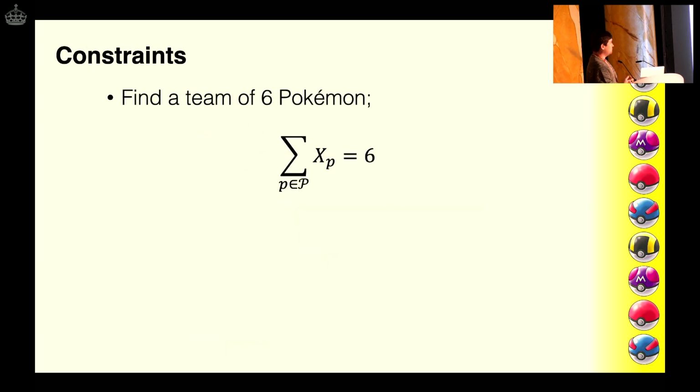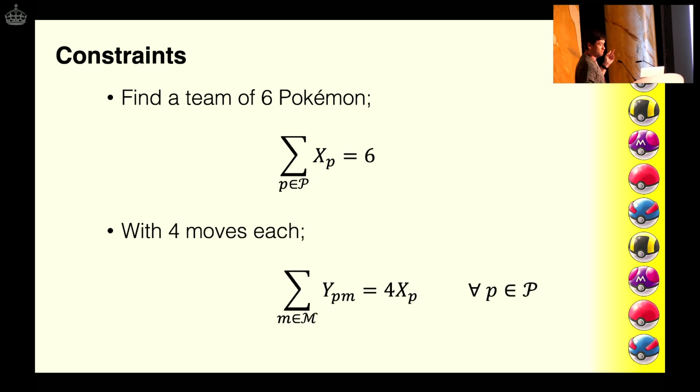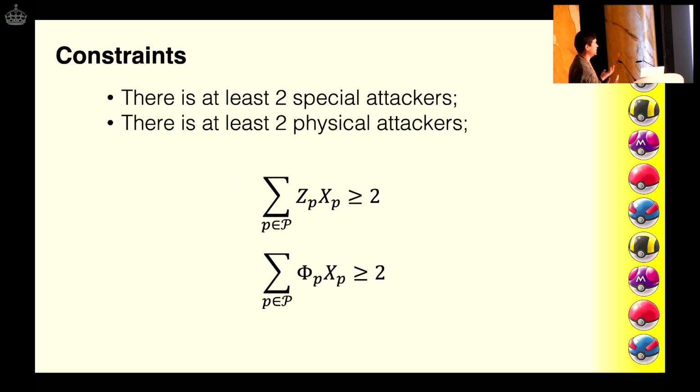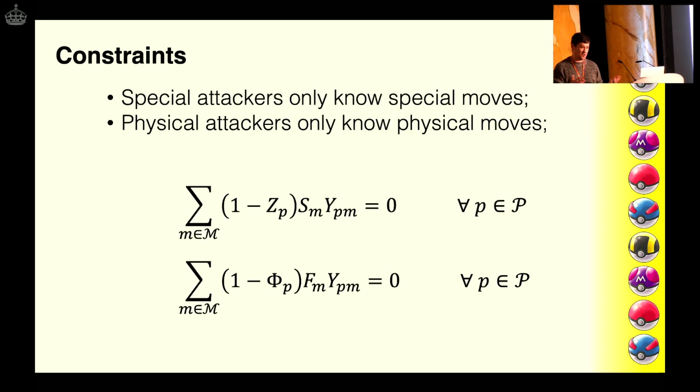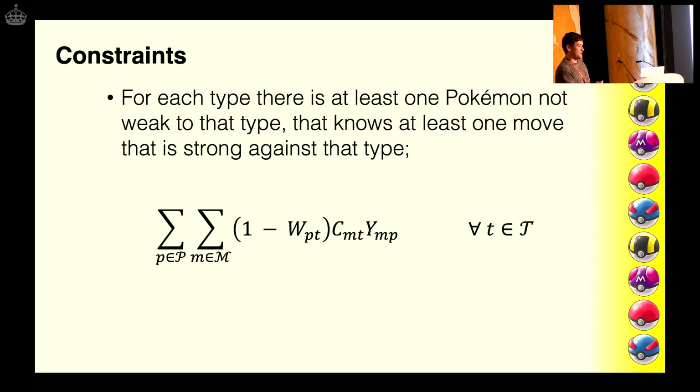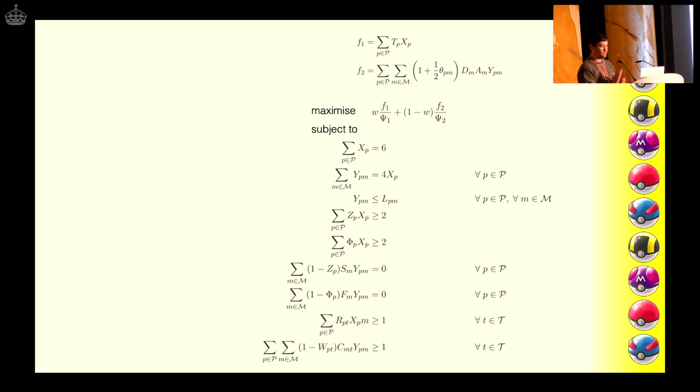My constraints then: I need to make sure I'm only choosing 6 Pokemon, and for each of those I'm only choosing 4 moves. I want to make sure the Pokemon only learn moves that their species is allowed to learn. I want to make sure there are at least 2 special attackers and at least 2 physical attackers, that my special attackers only know special moves, and my physical attackers only know physical moves. And for each type, there's at least 1 Pokemon that resists moves of that type, and there's a move that's strong against every type. So that's the full mathematical model.